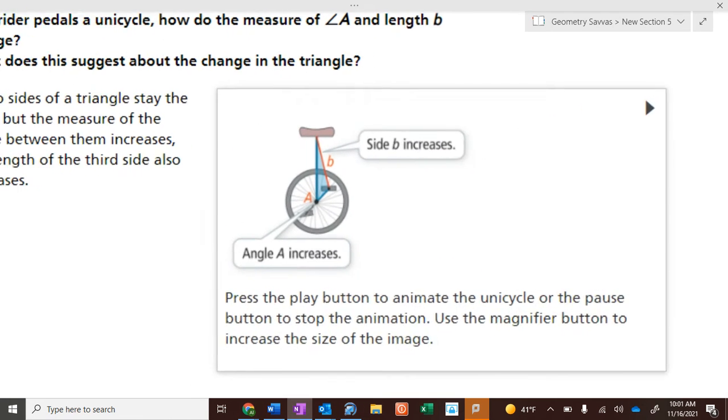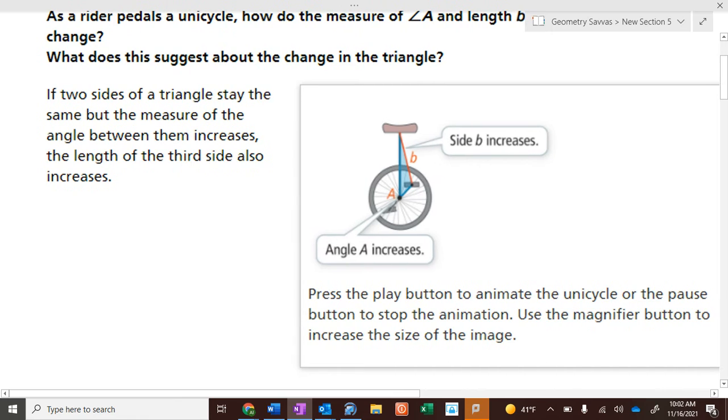All right, looking at this little unicycle here. As a person pushes down on this pedal, what's happening to angle A? Right now, as they're pushing down this way, angle A is going to get bigger. It's going to get larger. What's going to happen to this side of this triangle? It's going to get longer. So as this one increases, this one will increase.